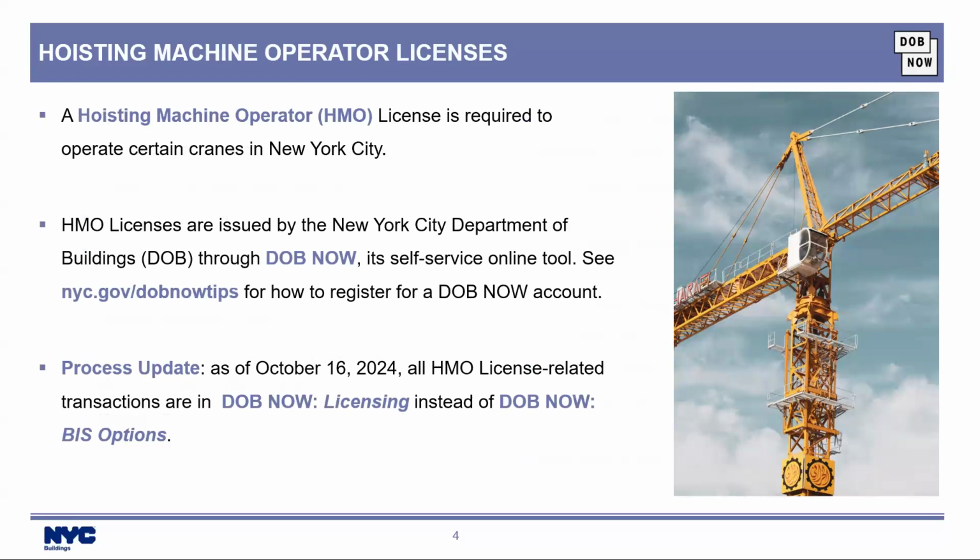Let's jump right in. A hoisting machine operator license is required to operate certain cranes in New York City. HMO licenses are issued by the New York City Department of Buildings, and it will be issued through DOB Now, its self-service online tool. If you're not sure about how to register for a DOB Now account, you can check out nyc.gov/DOBNowtips.